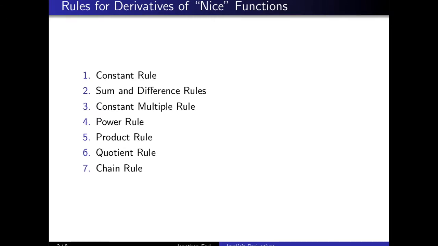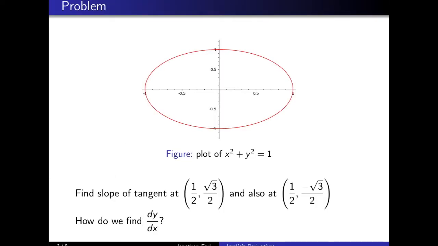So far we've come up with broadly 7 rules, in addition to some special rules. We've had our constant rule, sum and difference rules, constant multiple rule, power rule, product rule, quotient rule, and chain rule, and then we also had some special rules, like the derivative rules for sine and cosine. We did also have that e to the kx rule, but really that one falls under the chain rule.